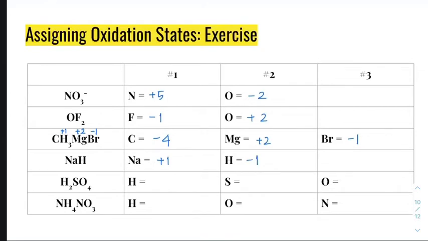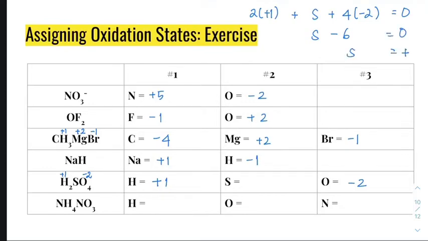H2SO4. Hydrogen is +1, oxygen is -2 as usual, therefore +1, -2. We have 2 times +1 plus sulfur plus 4 times -2 must add up to 0. Sulfur -6 equals 0, therefore sulfur is +6.